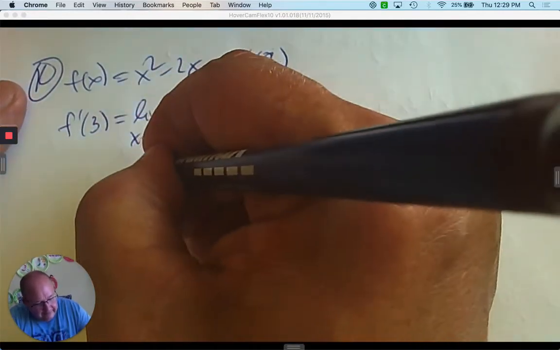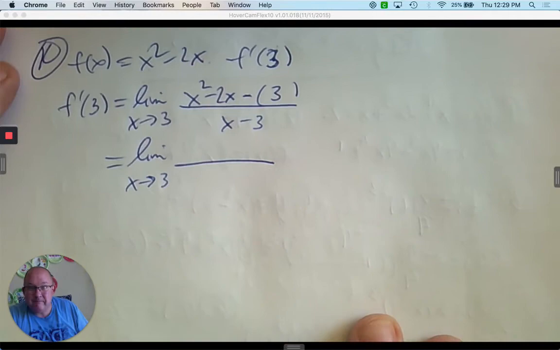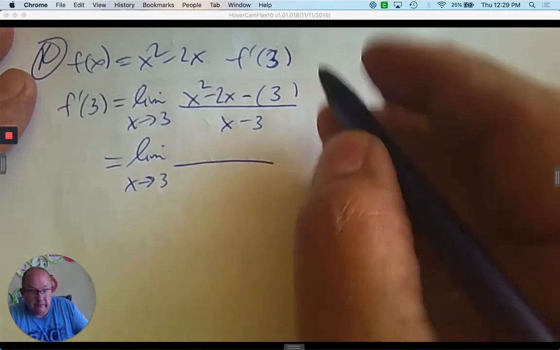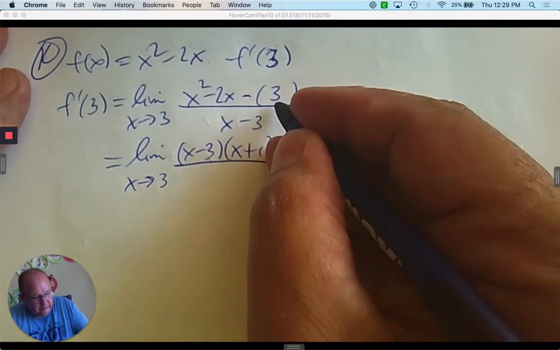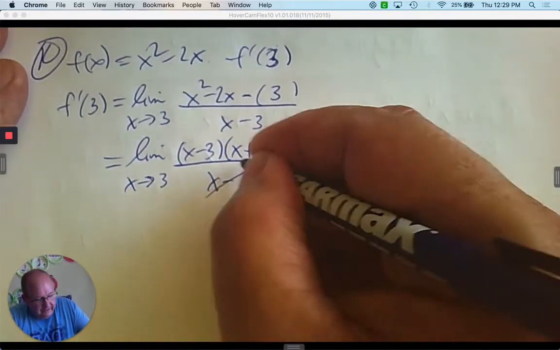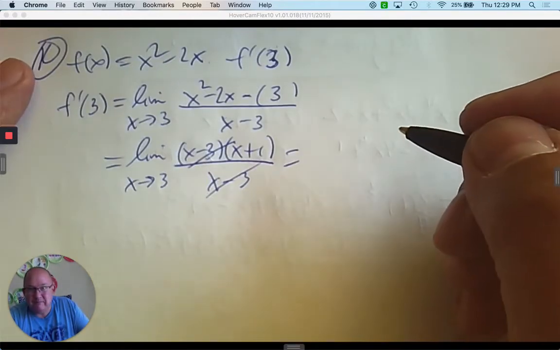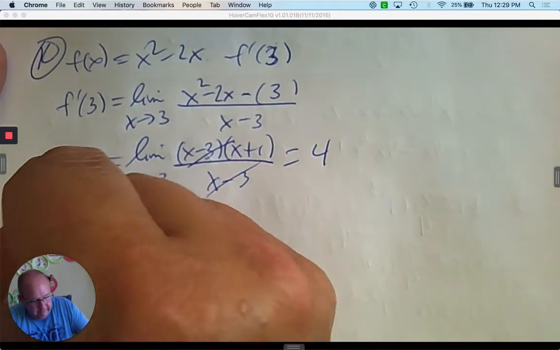Again, I'm going to keep the limit notation until the very end. So I can factor the numerator. That is x subtract 3, x plus 1. So two numbers that multiply to negative 3 and combine to negative 2. Notice the x subtract 3's divide out. And now plug in 3 and you get the answer 4. Number 11.